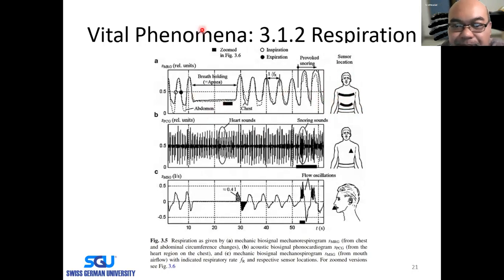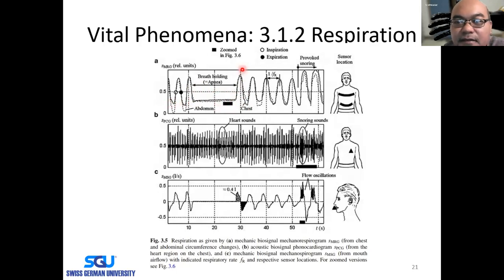Okay, so here the abdomen is shown in the dashed line signal, while the chest part is shown in the solid line signal. So when the person is asked to hold the breath, for example, to simulate apnea, this is what occurs. It's just flat, and no cycle happens.